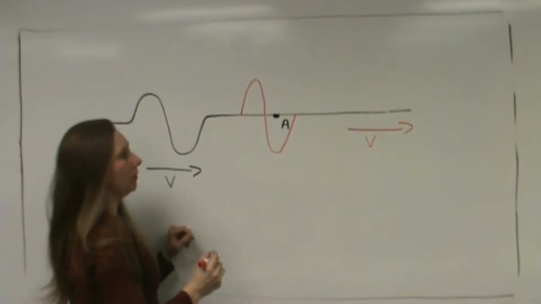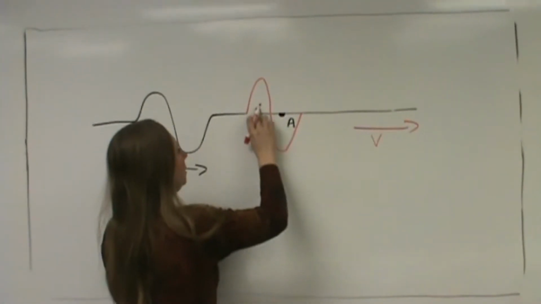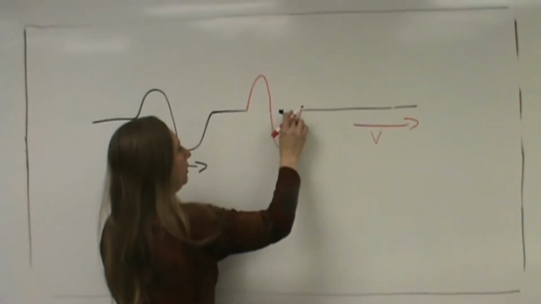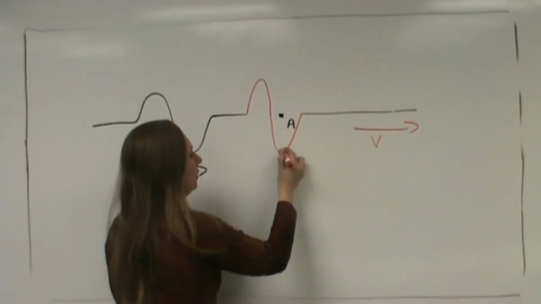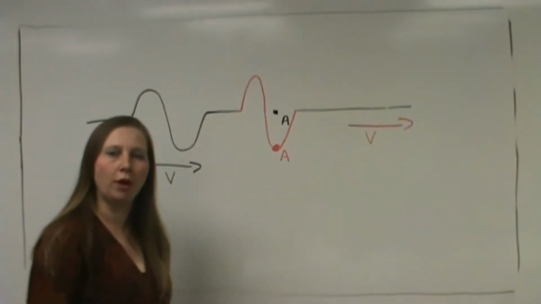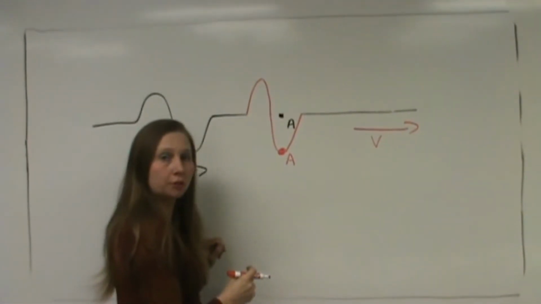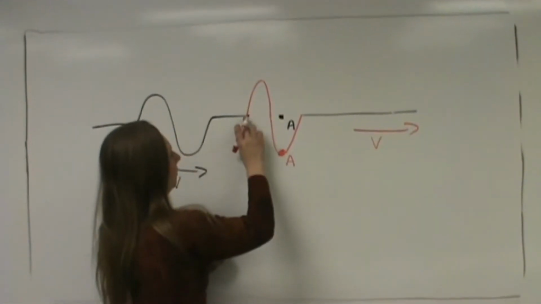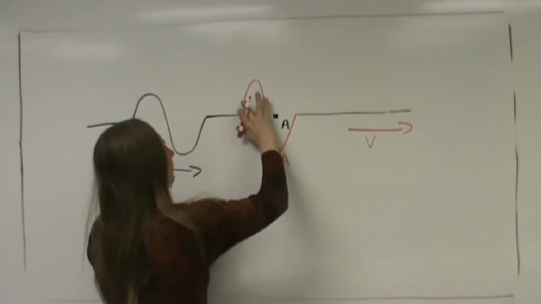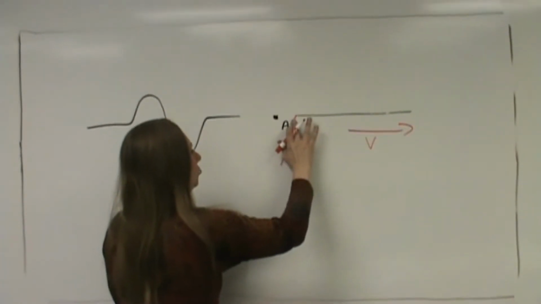All right, so you see that when this pulse gets to point A, that point A will be down here. So how did point A move? It moved down first. All right, now, the pulse continues to move to the right. So let's see what happens when the pulse moves a little further to the right.